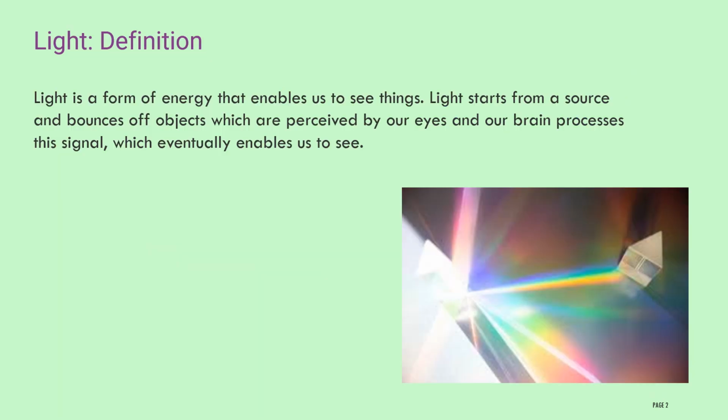Light, definition of light. Light is a form of energy that enables us to see things. It will make the object visible properly. You are able to identify the object properly with the help of the light.